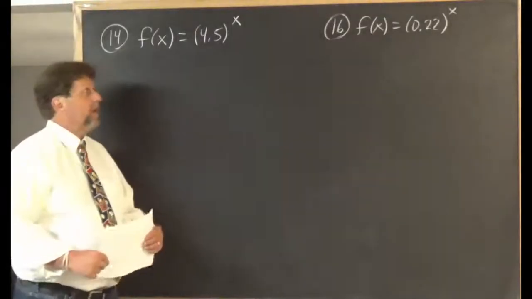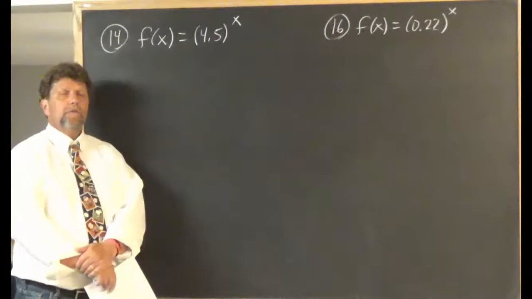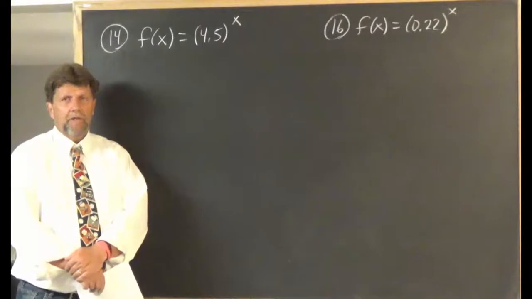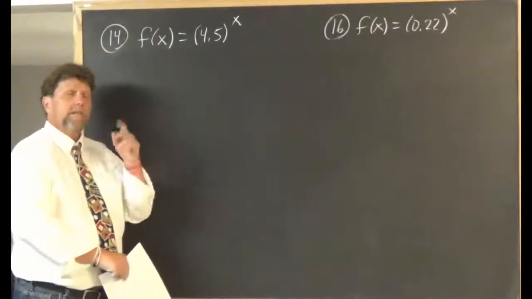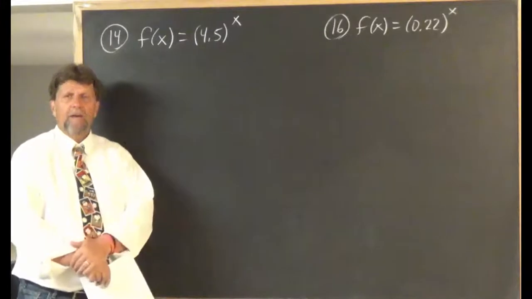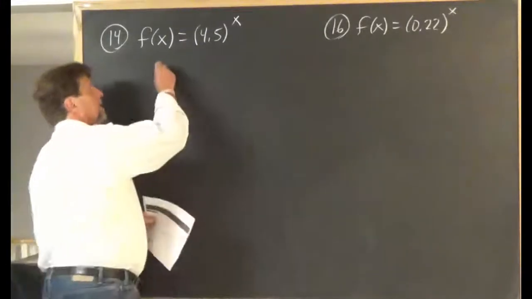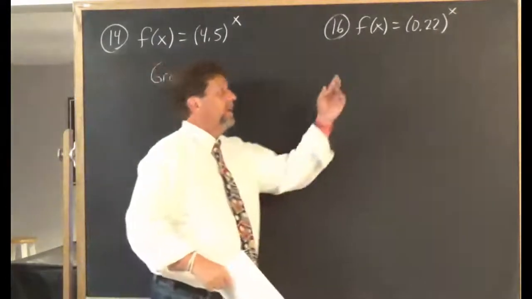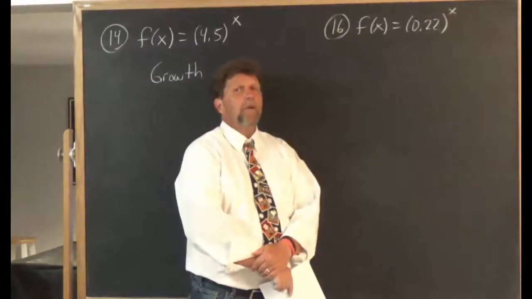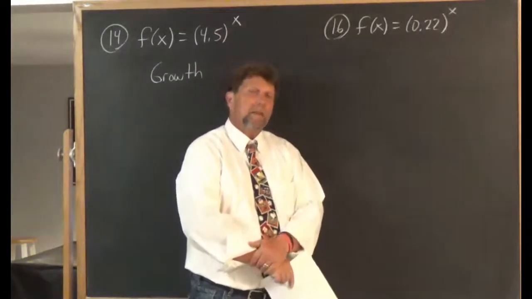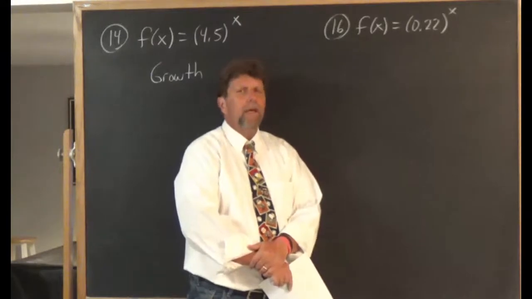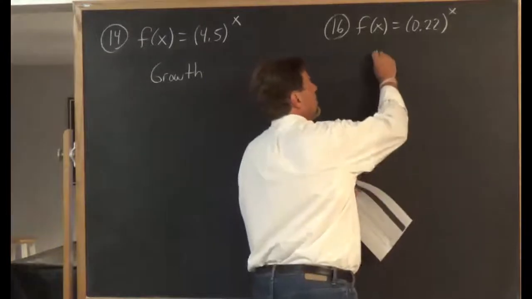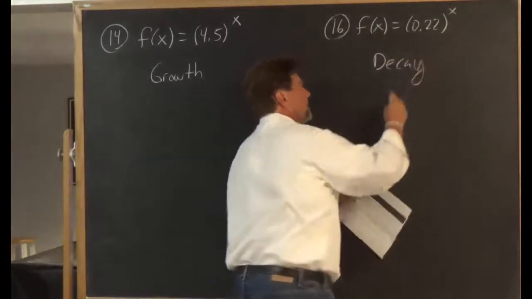All right, 14 part B is the function f of x equals 4.5 to the x power. Does that represent exponential growth or exponential decay? Well, since the base is 4.5 and 4.5 is greater than 1, this is exponential growth. For 16, the function was 0.22 to the x power. Since the base is 0.22, and that's between 0 and 1, we know this is exponential decay.